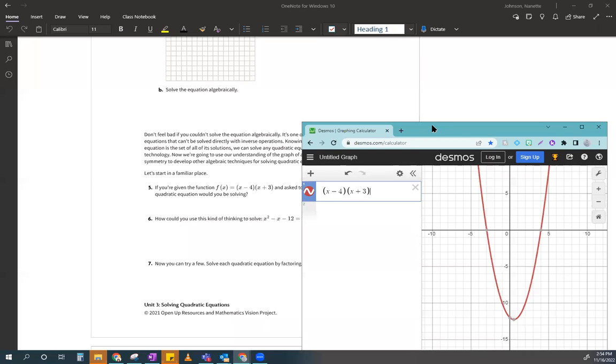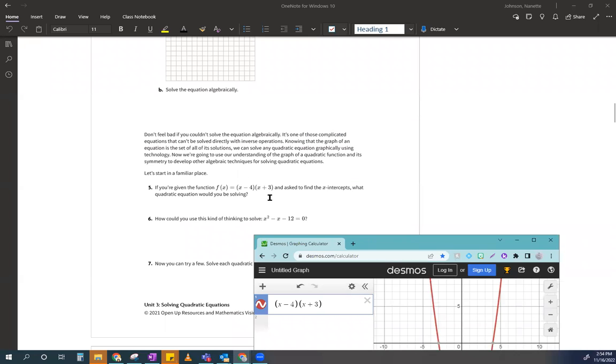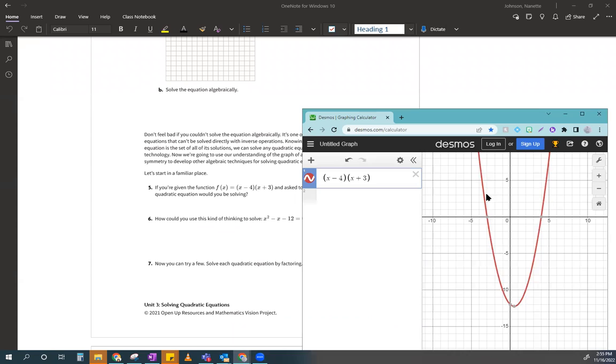So then they said, and they've asked you to find the x-intercepts. Wait a second, we already know how to do this. Remember, we talked about this already? Whenever it's in factored form, remember, it's very useful to find the x-intercepts. Does anybody remember what our x-intercepts are here? If you don't remember, you can use this. What are our x-intercepts here? Yeah, it's 4 and -3.